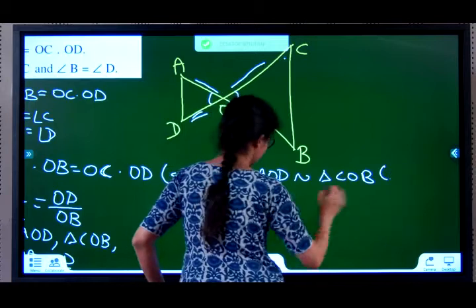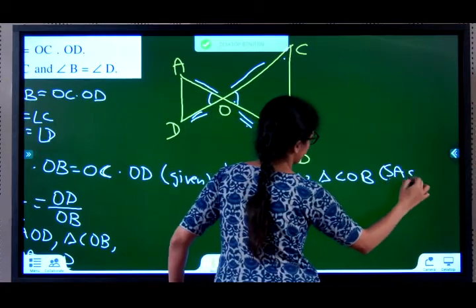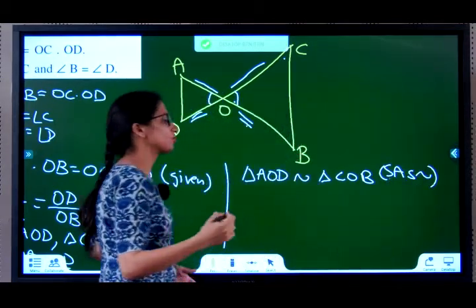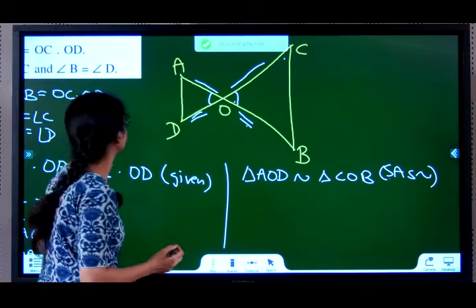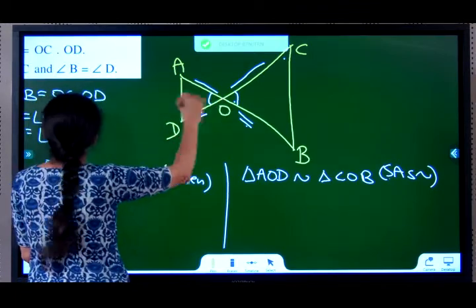Which criteria? SAS similarity criteria. What is SAS similarity criteria? Two sides are proportional and the included angle is equal. So, these two sides are proportional, the included angle is equal.